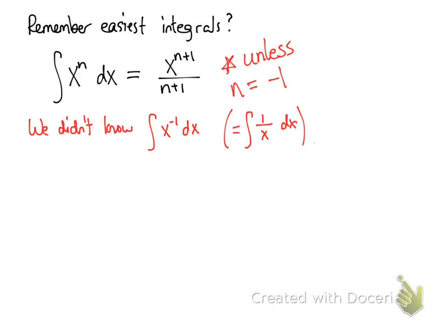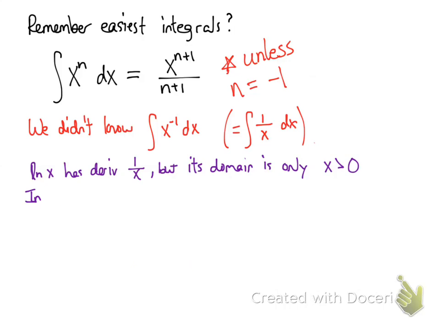But now we do. Why? Well, because what that means is give me a function whose derivative is 1 over x, right? That's what an integral is. That's what an antiderivative is. I'm looking for a function whose derivative is this thing, 1 over x. And we know a function whose derivative is 1 over x.